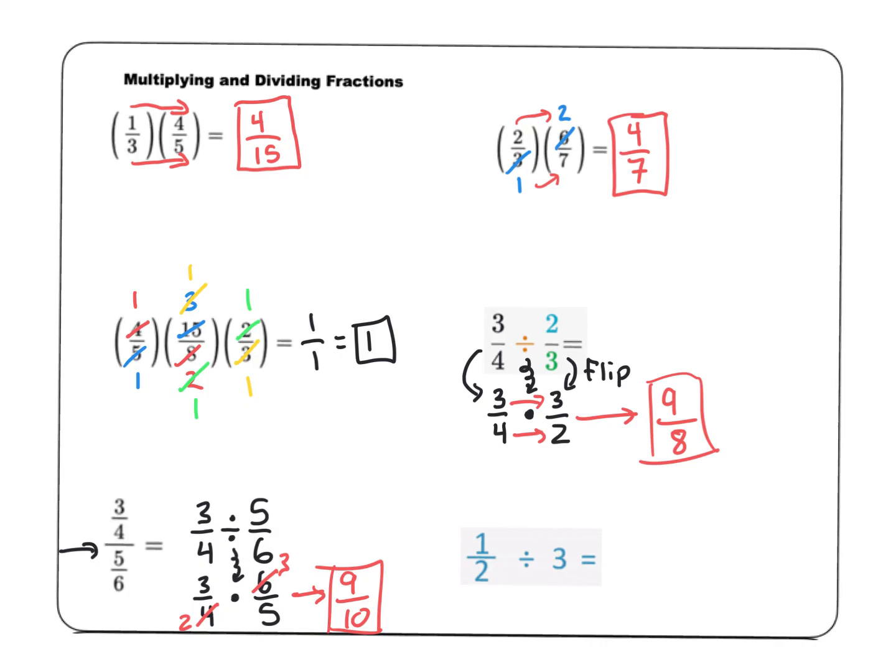And then finally, we have this guy right here. Anytime we have a regular number like that and we have to flip it or take the reciprocal, we're going to imagine it as 3 over 1, so that will go to 1/3. And now we can multiply straight across, and that's going to give me 1/6. So that's how you do that.